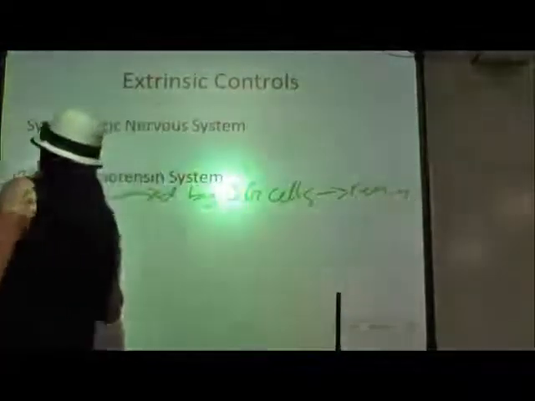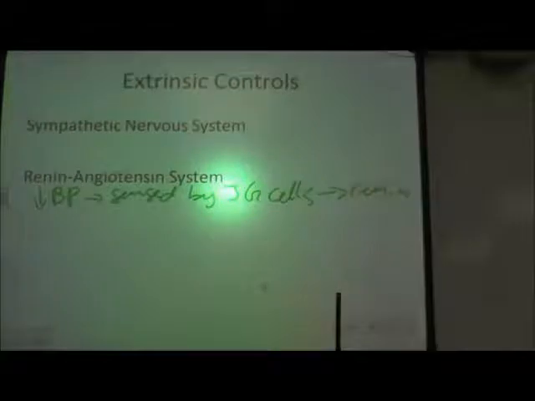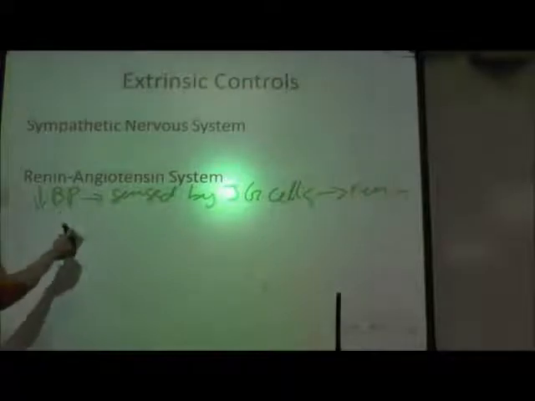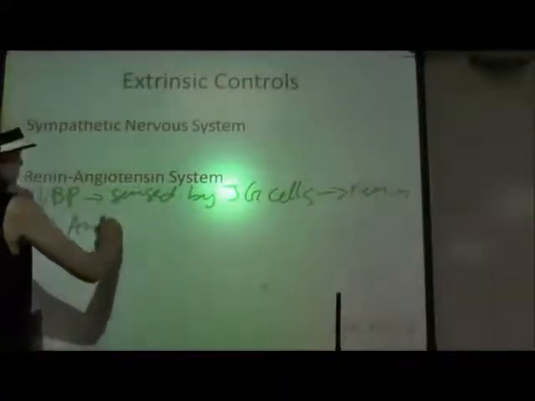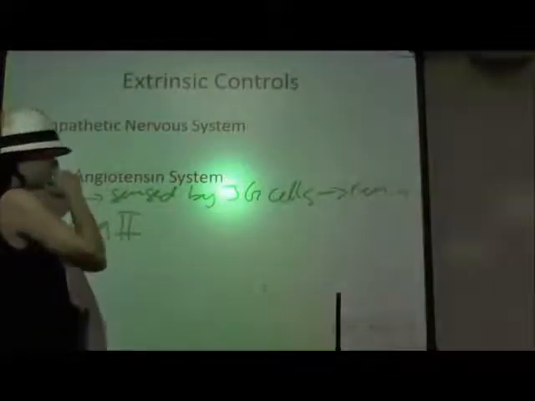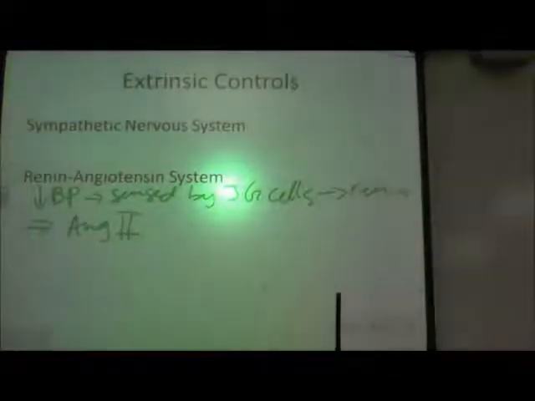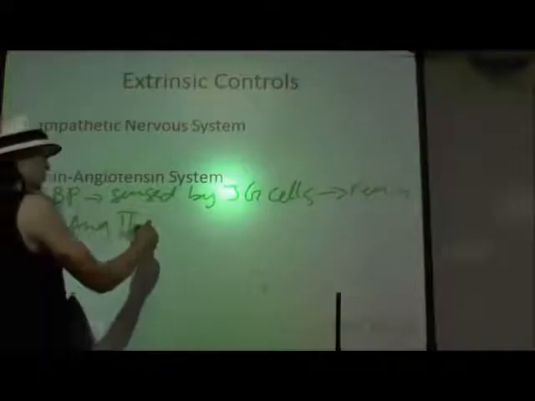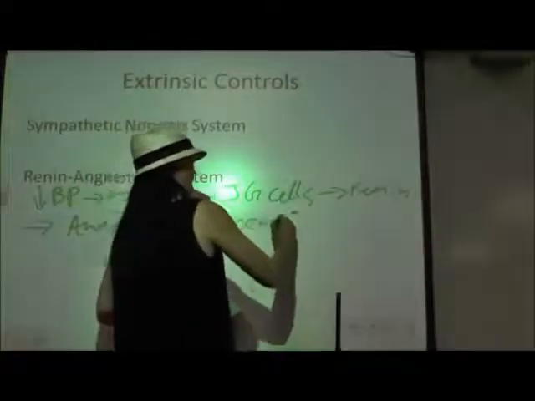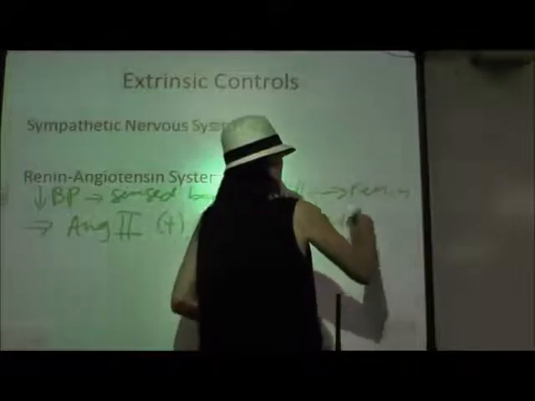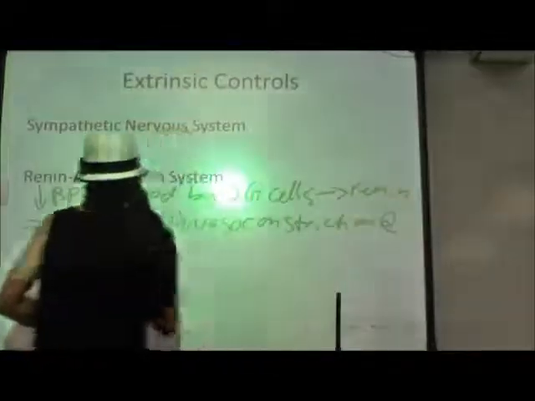We know that renin combines with renin substrate or angiotensinogen to become angiotensin 1. Angiotensin 1 goes to our lungs where it's converted by angiotensin converting enzyme to angiotensin 2. And angiotensin 2 is also a potent vasoconstrictor, so it will stimulate vasoconstriction at our afferent arteriole.